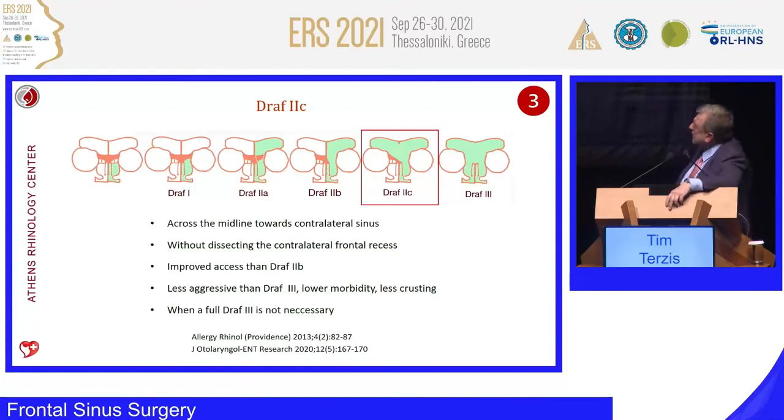So a few words on draf 2C, which is basically an incomplete draf 3. We do a draf 2B on one side, and we just go to the other side, crossing the midline, which could be a stage of draf 3, as we do sometimes. And it can help in some cases. You want to comment on that?